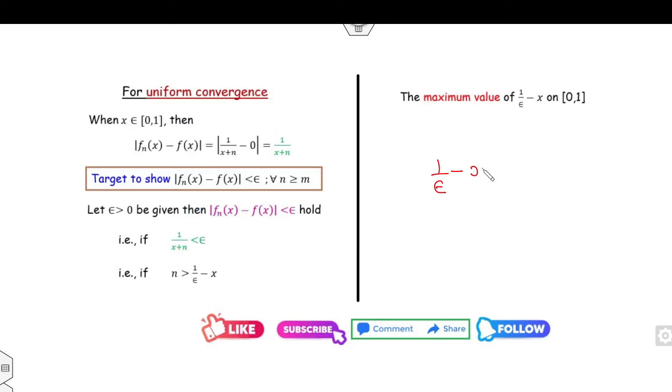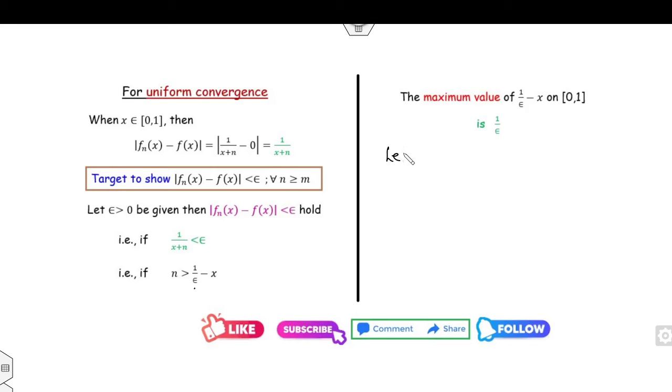So now our target is to find the maximum value of this expression. How can you find it? Because of this negative sign, the maximum value of this is equivalent to the minimum value of x. What is the minimum value of x? 0. Therefore, the maximum value is 1 over epsilon minus 0, that is 1 over epsilon. So this is my maximum value.